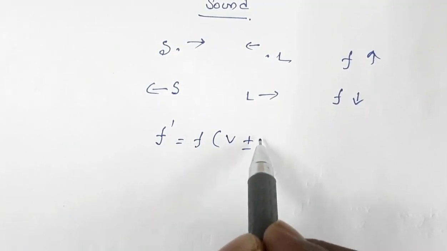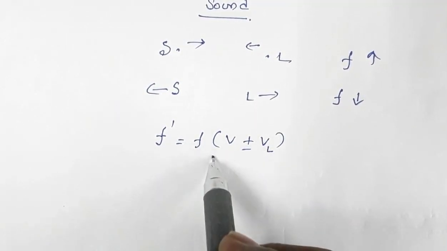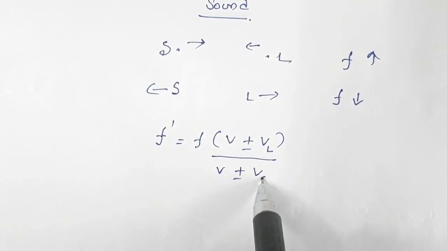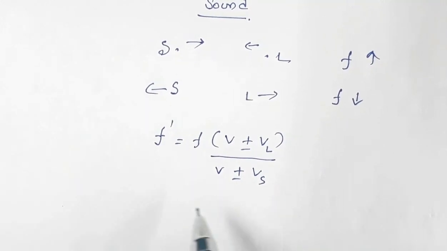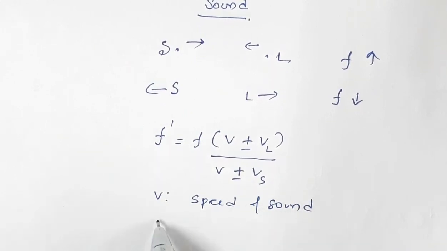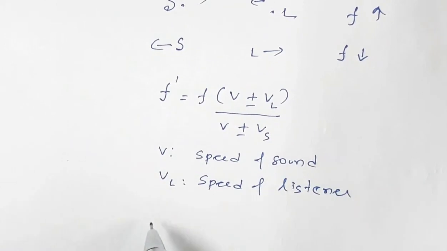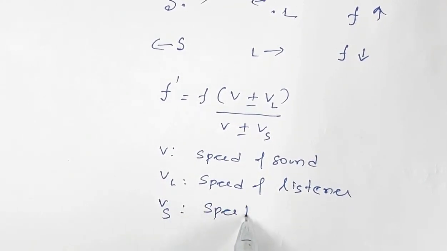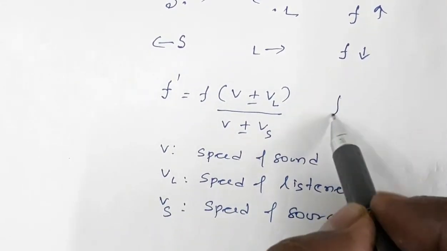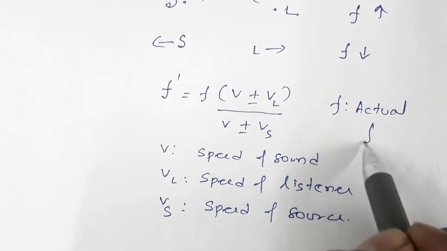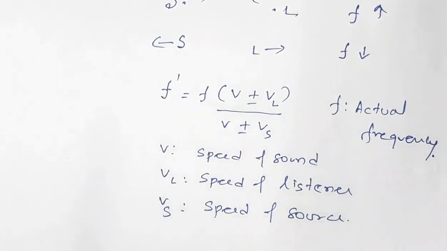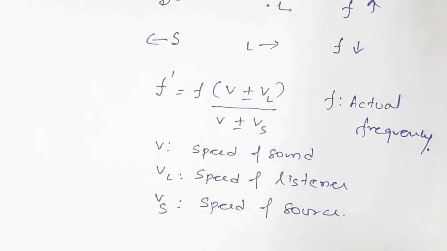Now, the general formula for apparent frequency is f dash equal to f times (v plus or minus vl) divided by (v plus or minus vs). Here v is the speed of sound, vl is the speed of listener, and vs is the speed of source. f is the actual frequency, and f dash is the apparent or observed frequency.